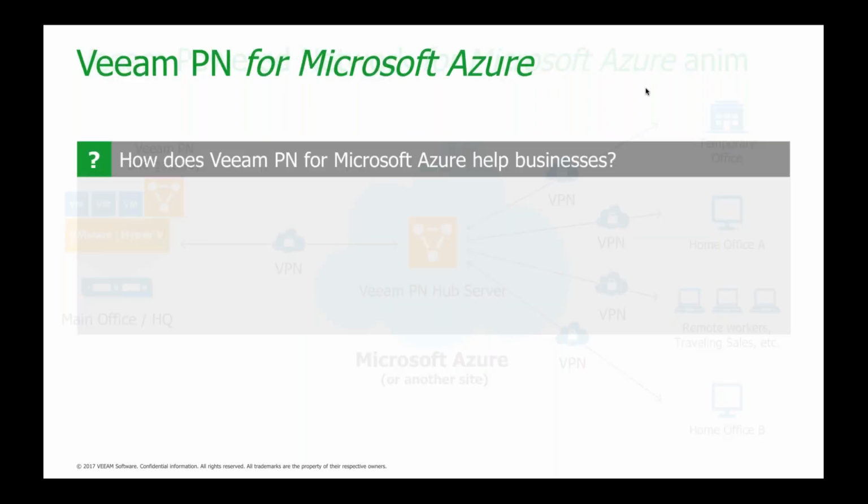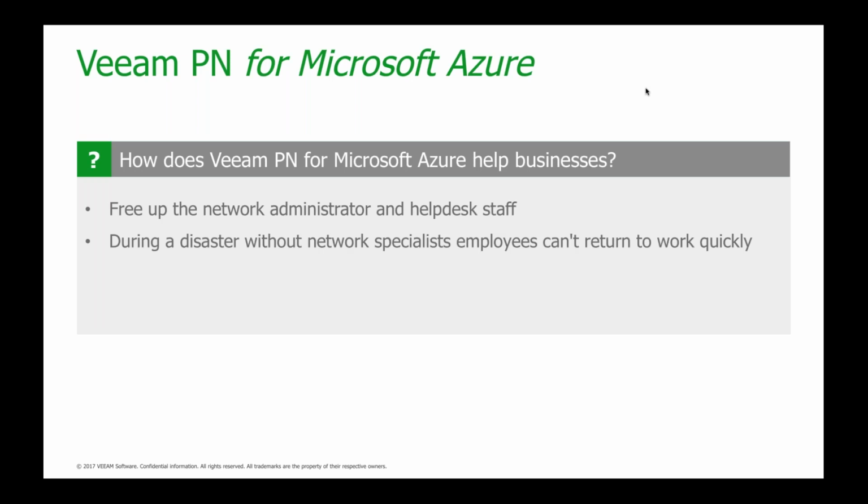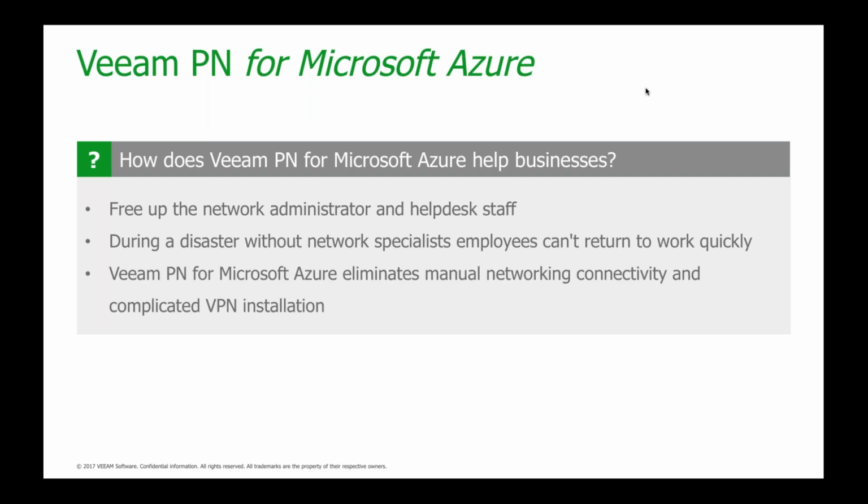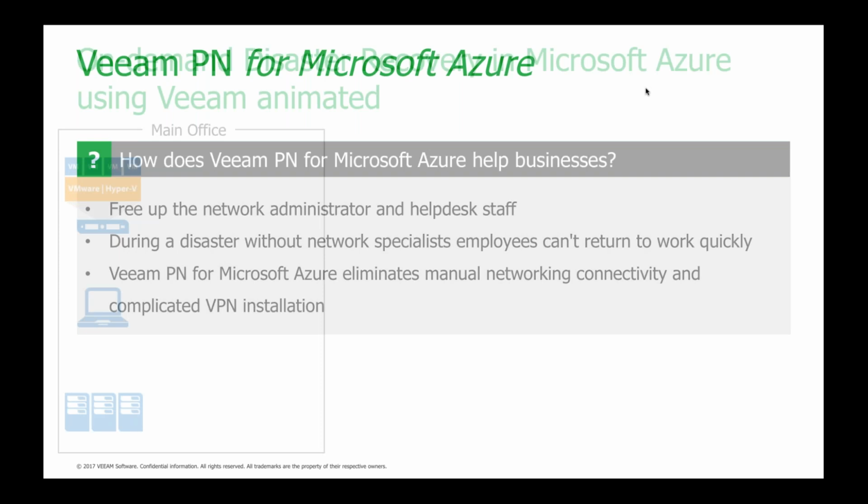So how does Veeam PN help businesses? In a nutshell, what we're talking about with these first two points is we're trying to free up resources. Typically, we all know that networking is still a very, very complicated piece of the DR puzzle. So what we've been able to do is create a solution that simplifies that part of it, that creates a site-to-site or a point-to-site VPN without the hassle. Literally in a couple of clicks, you can extend your on-premises network to your Azure network for the purpose of DR. So what we're saying is it eliminates the manual networking connectivity and complicated VM installations.